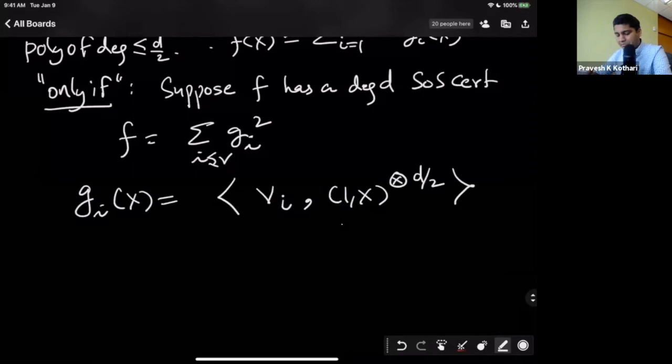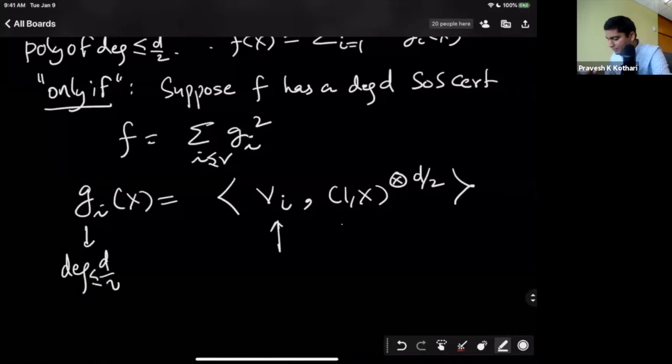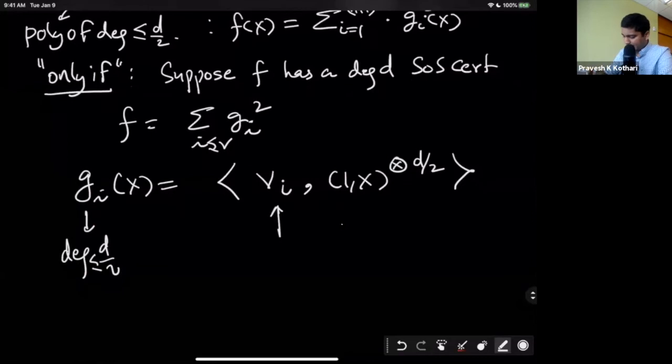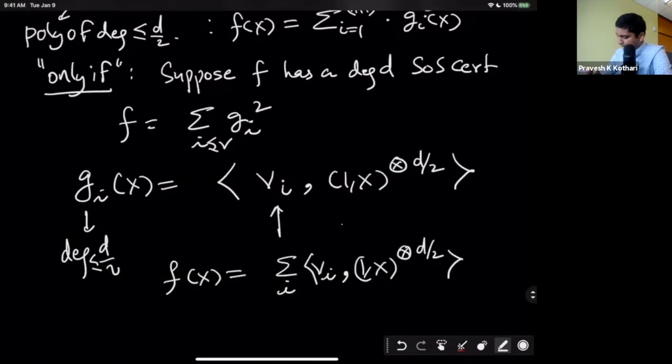So any polynomial can be written as an inner product of a vector of constants. This v_i actually depends only on the coefficients of g_i, with this d over 2. So this is degree d over 2. That's why I wrote it in that form. So any polynomial of degree d over 2 can be written as the inner product of some vector v_i with (1, x) to the d over 2. Okay. And if that's true, then f(x) equals the sum over i of the square of v_i inner product (1, x) to the d over 2.